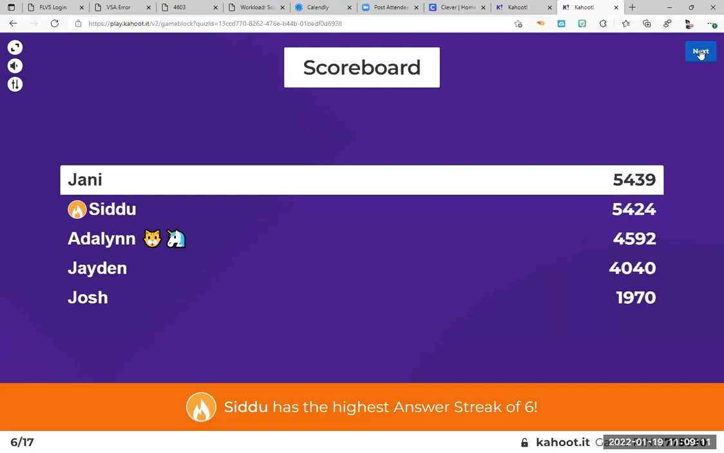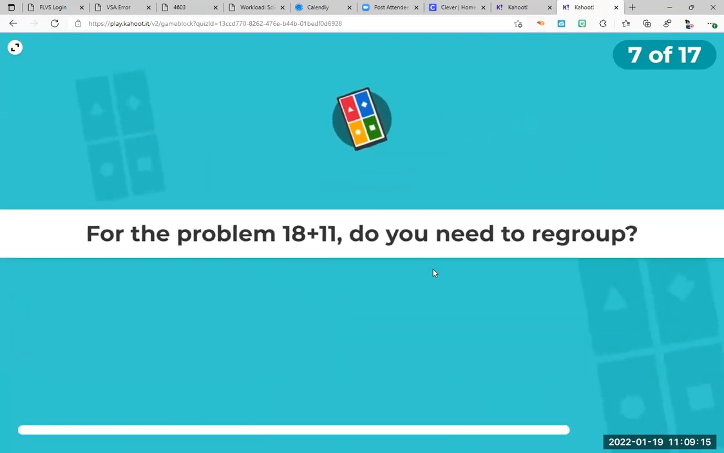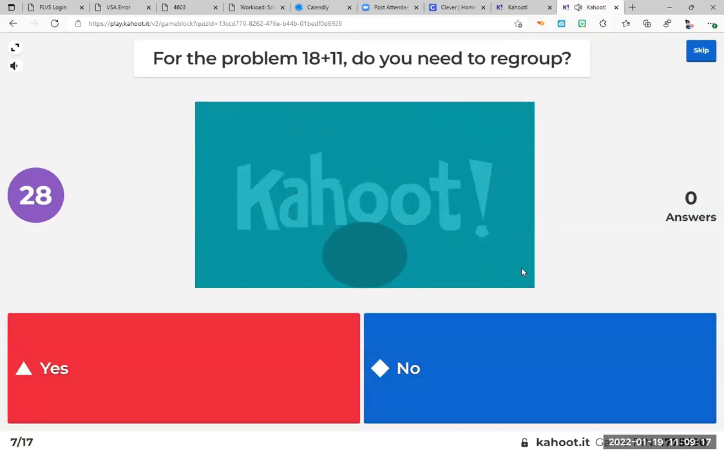Oh, Cedar's on fire. Look out, Johnny. Okay. For the problem, 18 plus 11, do you think you would need to regroup? If we add the ones place, just the ones place, only look at the ones, 8 and 1. Is that enough to make a 10?